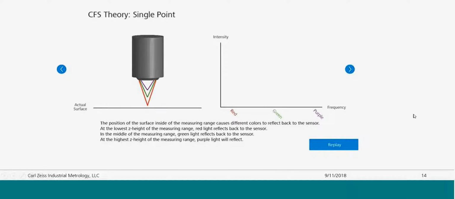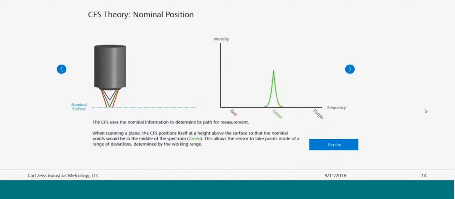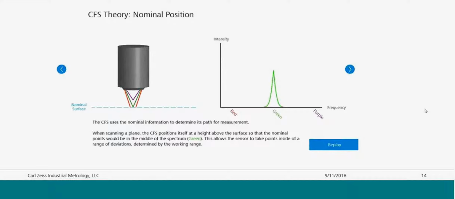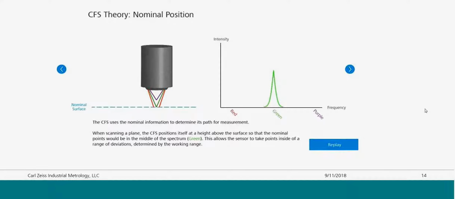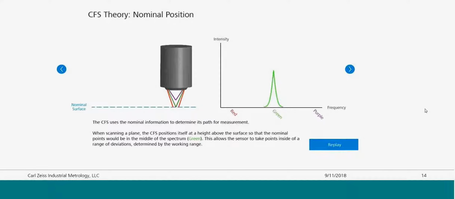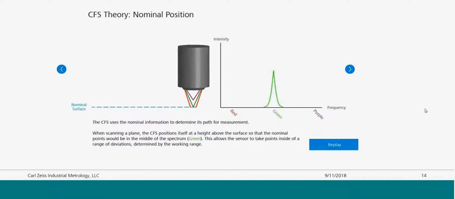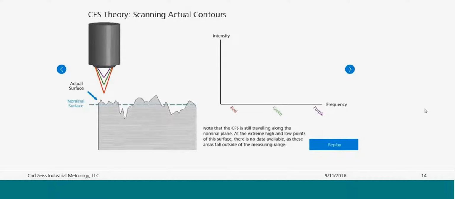So here's a good illustration of how the sensor works. You can see if the surface is farther away, it reflects red light. If it's close, it reflects purple. If it's somewhere in the middle, the surface is going to reflect green light. Now, if we're scanning across a surface, you can see here that the sensor is maintaining green light being reflected into the spectrometer the entire time as it scans across that surface.